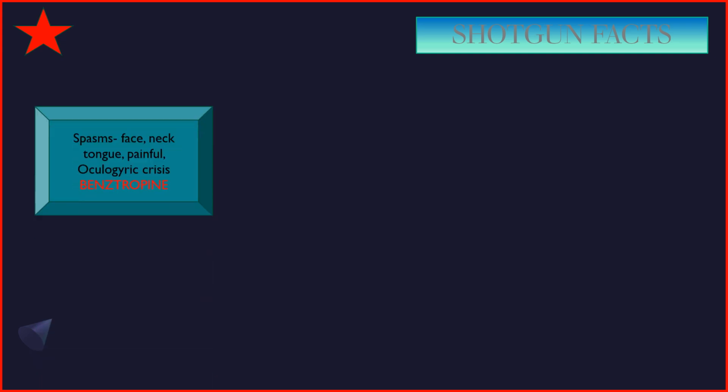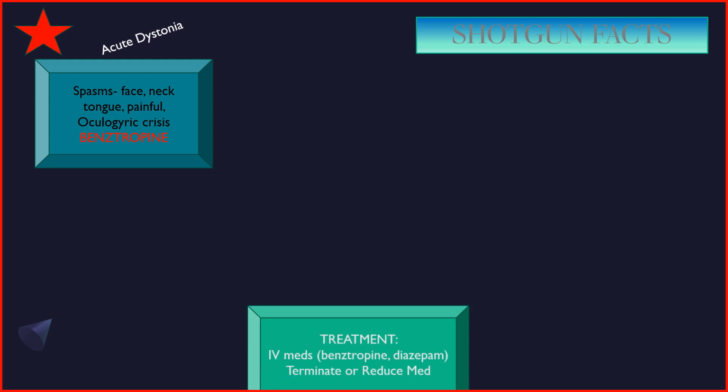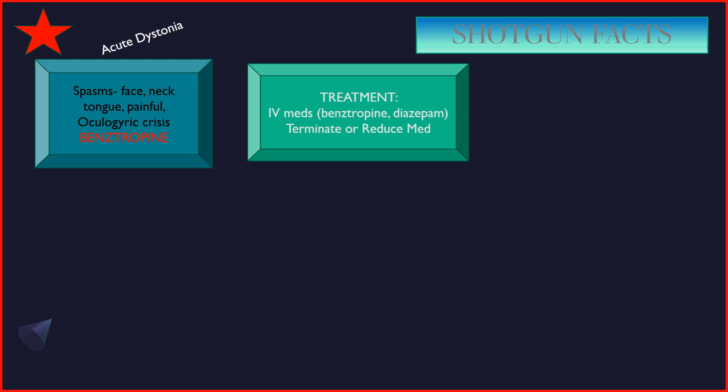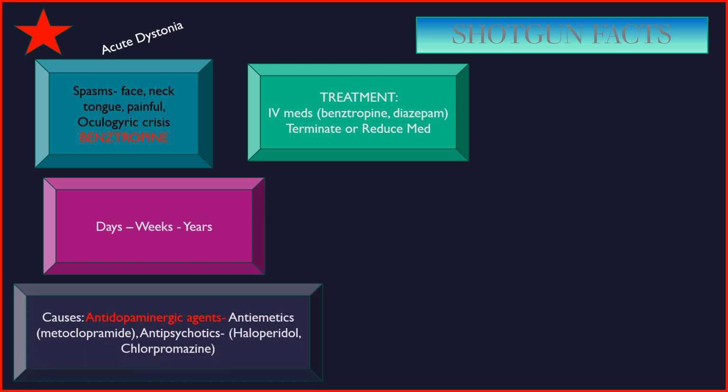For acute dystonia, you're going to have spasms of the face, neck, and tongue, and they're painful. You're going to have oculogyric crisis and use benztropine. Treatment, IV medications, benztropine, diazepam. Terminate or reduce the med. It might be days, weeks, or years. Causes, antidopaminergic agents, antiemetics like metoclopramide, antipsychotics like Haldol or chlorpromazine.